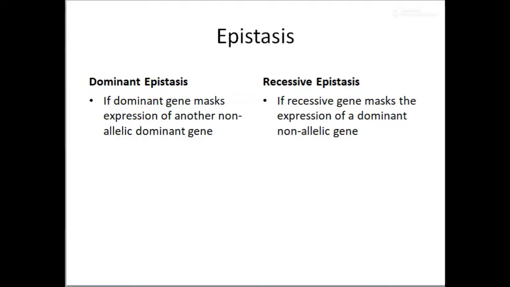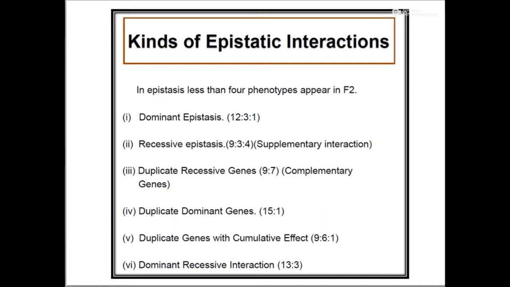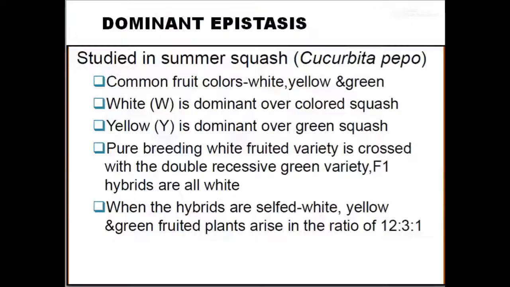And we also found that the kind of epistatic interactions can be of different types. Sometimes it might be dominant epistasis, recessive epistasis, or sometimes you can also find duplicate recessive genes, duplicate dominant genes, as well as duplicate genes with cumulative effect, as well as dominant recessive interactions. In this session, we're going to talk about dominant epistasis.